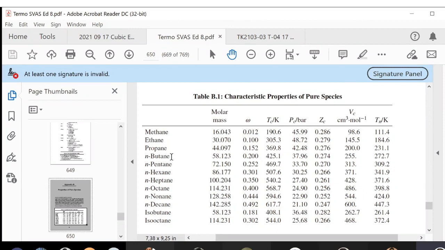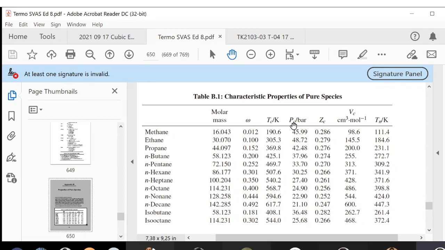C4H10. The 10 hydrogen is 10, so 48 plus 10, it is 58. This is the molecular weight of the normal butane. The omega is the eccentric factor. It is 0.2. The critical temperature in Kelvin, this is 425.